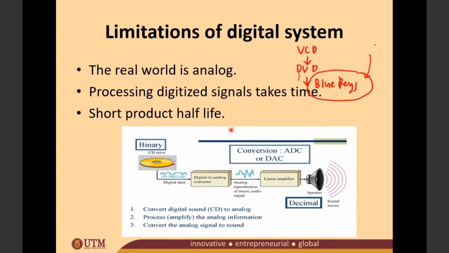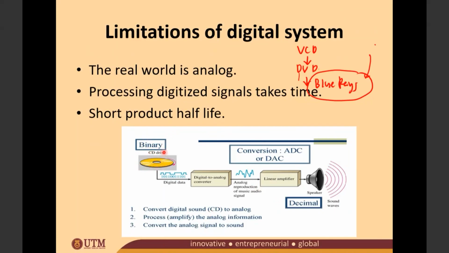In the real world, all our signals are analog. So what happened here is you need to convert from analog to digital signal. For example, here you have a CD drive. You're going to look at these movies here. Inside these CDs you have a movie.